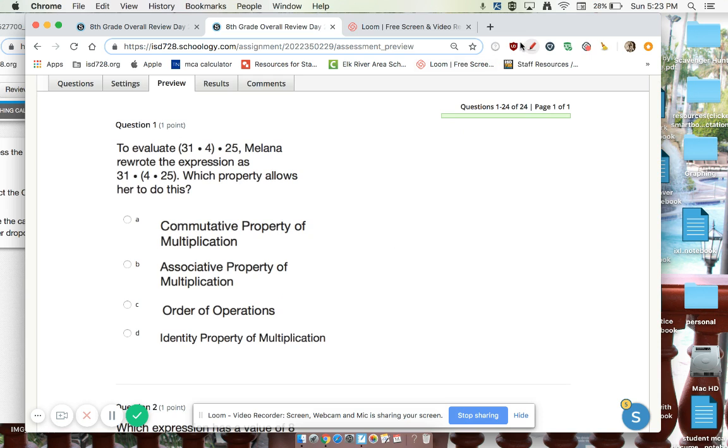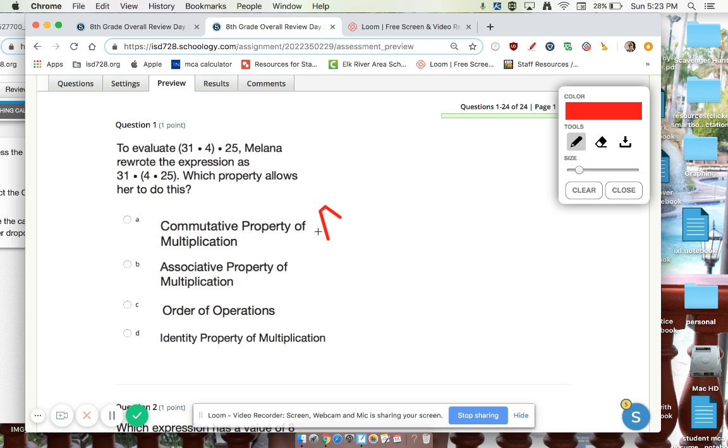Commutative. Commutative property means that you flip the terms. So did she flip? And flipping is usually aligned with two numbers. So like 3 plus 5 is equal to 5 plus 3. You just flip. Associative property means new numbers are hanging out. Your parentheses move to new numbers. New numbers are associating together. Order of operations means she would have figured something out. Identity property is something like this, like 3 times 1 equals 3, something like that.